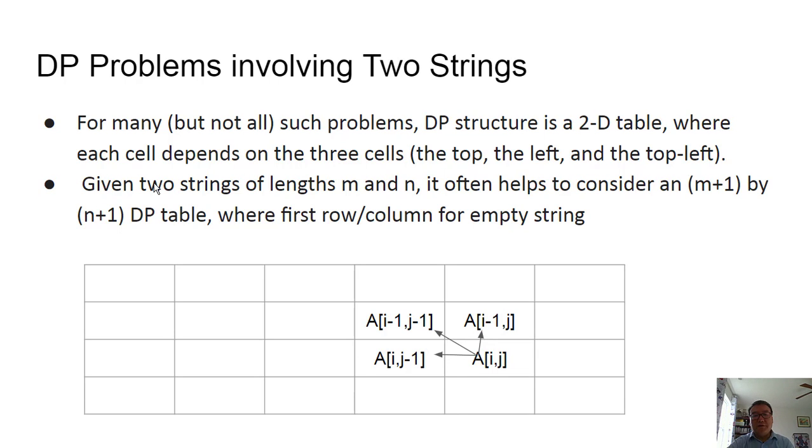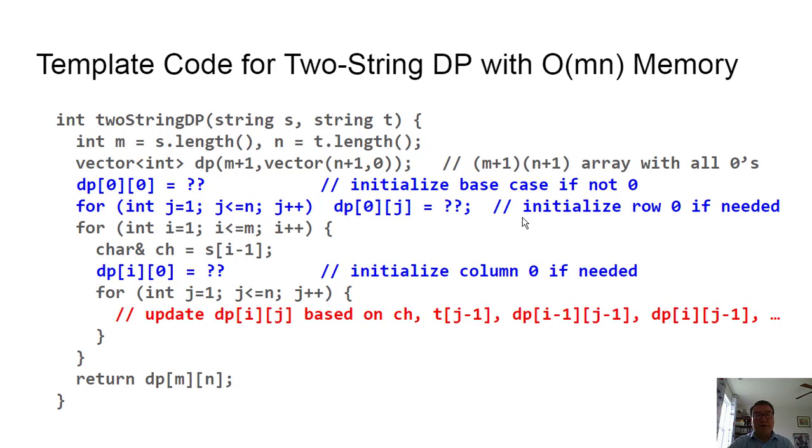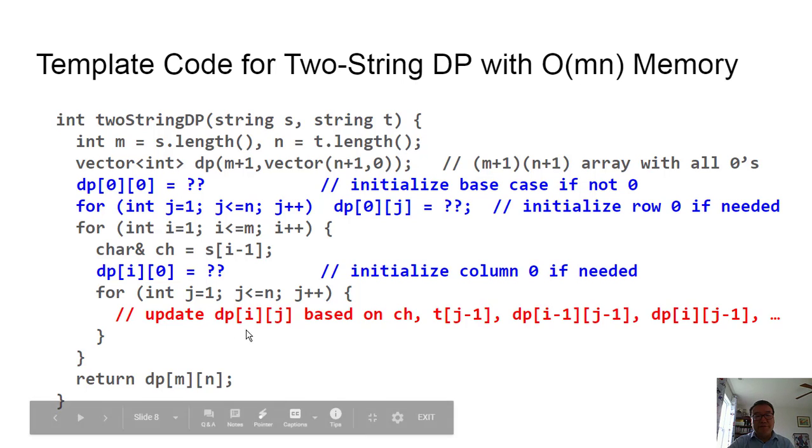Oftentimes I find it's easier to code to have one extra row and one extra column for the empty string. Otherwise, you need the boundary check. So it's not absolutely necessary to have this extra row and extra column, but I like it that way. This is a template code for solving 2-string DP problems. A later slide has a long list of 2-string DP problems on LeetCode, and I think all of them can be solved using this template.